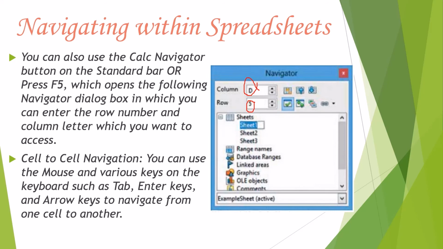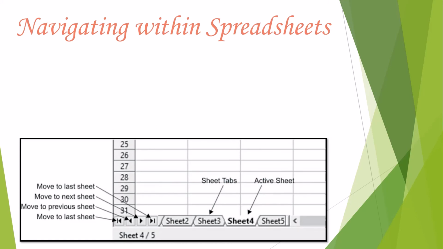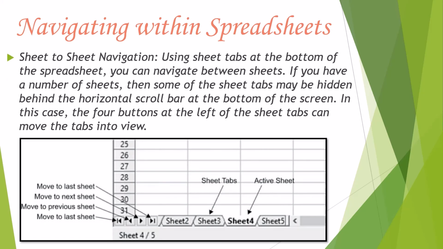Sheet to sheet navigation means if you want to go from one sheet to another, then how will you go? Using the sheet tab. Here is the sheet tab, you can see there. So if you click on sheet 2, then you will be on sheet 2. If you click on sheet 3, then you will be there. And also there is another way, as you can see in the image. If you click on this option, it will move to the first sheet, this for the next sheet, this for the previous sheet, and this to the last sheet.